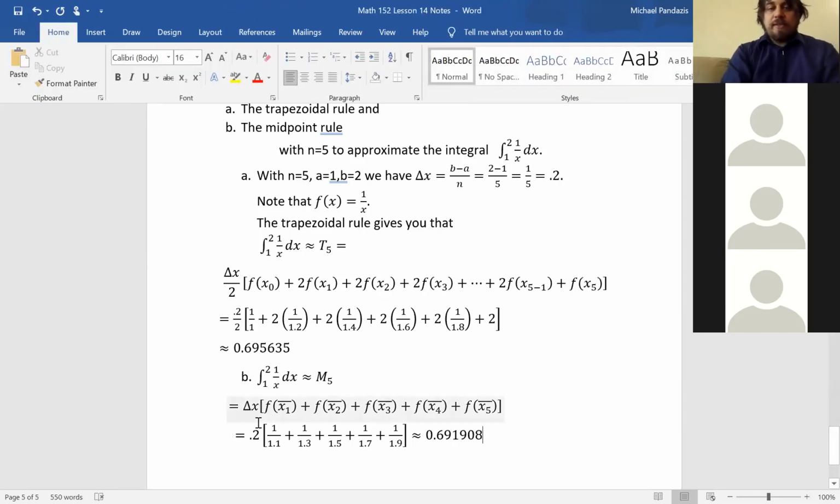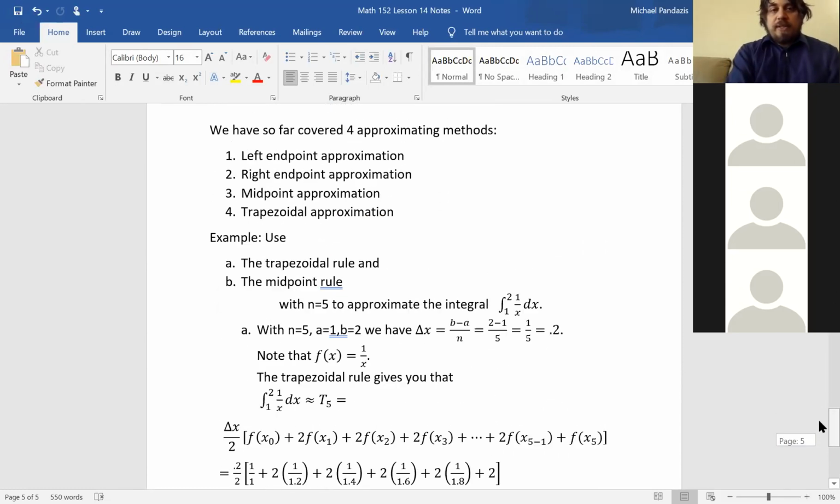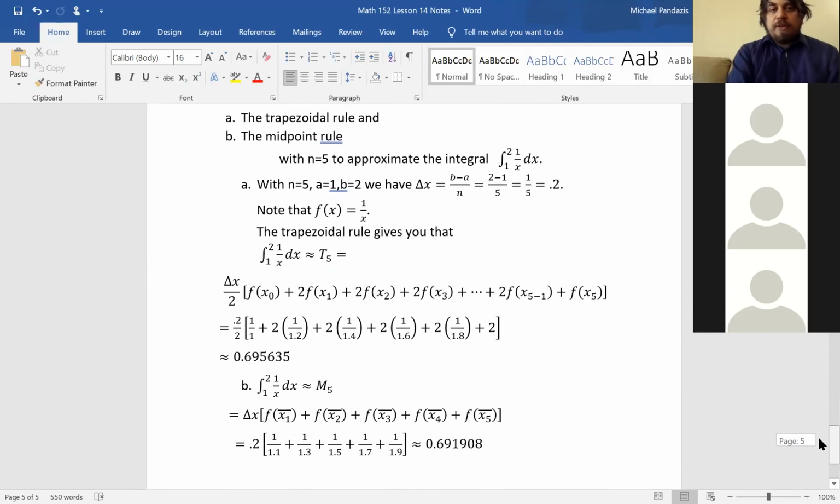So you get 0.691908. So here in B, when we use the midpoint rule, it's approximately 0.691908, slightly different from 0.695635. The first two decimal places are the same, 69. The third one is different. You have a 5 here and a 1 here, and then it's different. So we succeeded in this example to use the trapezoidal rule and midpoint rule with n equals 5 to approximate that definite integral.